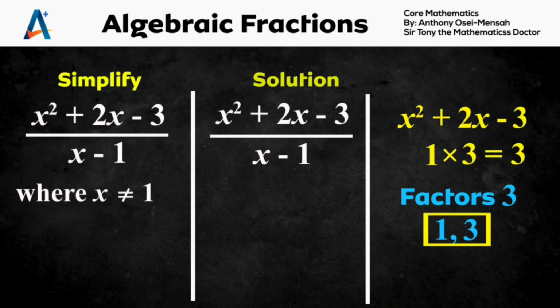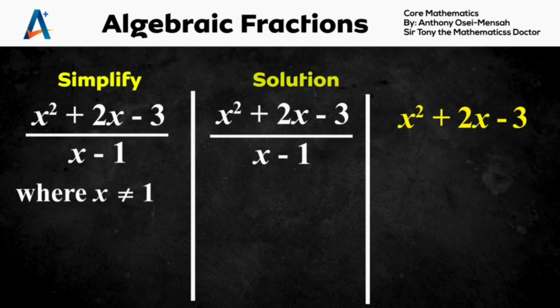Now if you check the factors of 3, which are 1 and 3, they can subtract to give you the coefficient of the middle term, which is 2. So the factors of 3 will be 1 and 3. Now, how can I get positive 2 from 1 and 3? You realize that it will become negative 1 plus 3. Negative 1 plus 3 will give us positive 2.